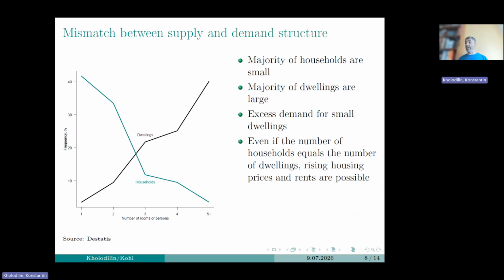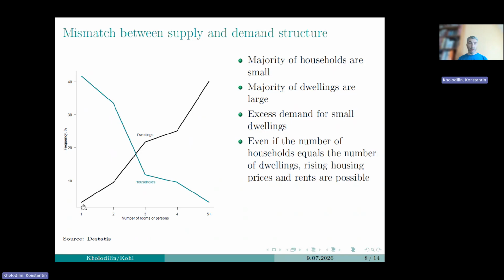We observed that the average sizes of dwellings have been increasing. At the same time, household sizes have been shrinking, so that in the end we got a mismatch between supply and demand for housing. So that's the distribution of households by size, by number of members, and of dwellings by size in Germany. What we see here is that there are 40% and more of one-person households, 35% of two-person households, and less than 5% of big households with 5 persons and more.